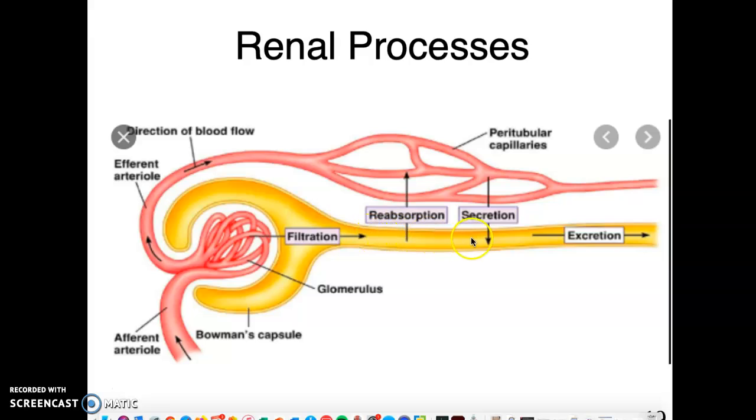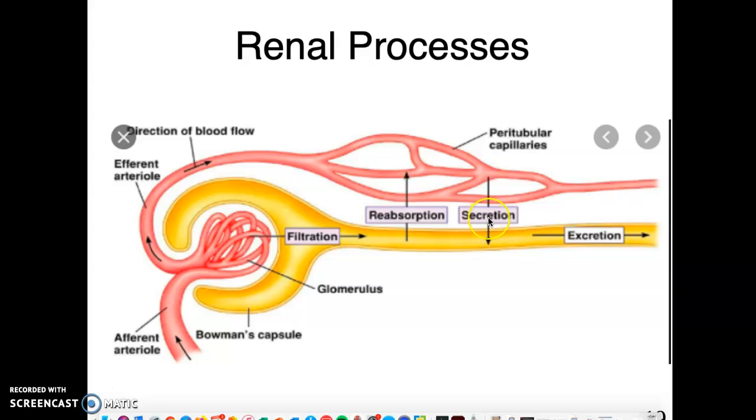And as it travels along the nephron, we don't want to lose all that fluid. So some of it isn't going to end up being urine. Instead, it's going to be reabsorbed from what would have been an elimination of urine from the nephron. Instead, we're taking it back into those peritubular capillaries.